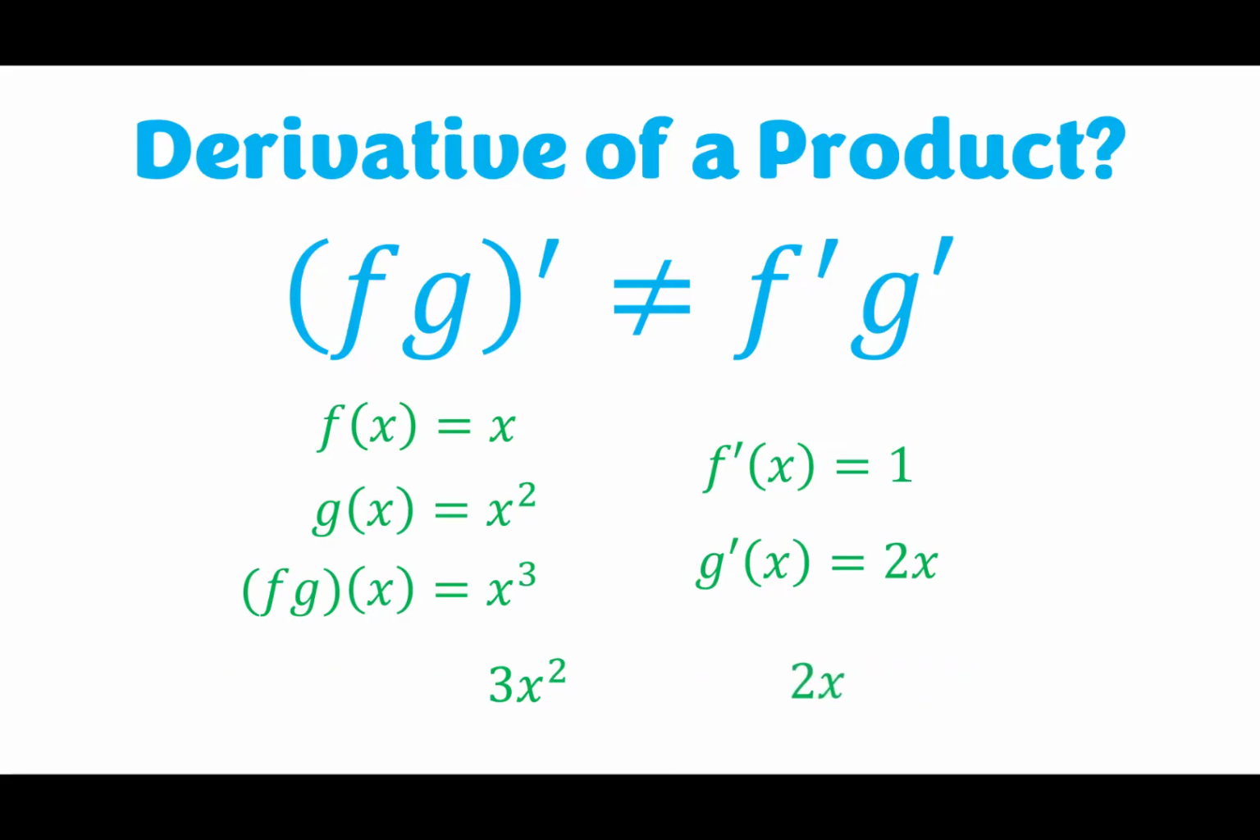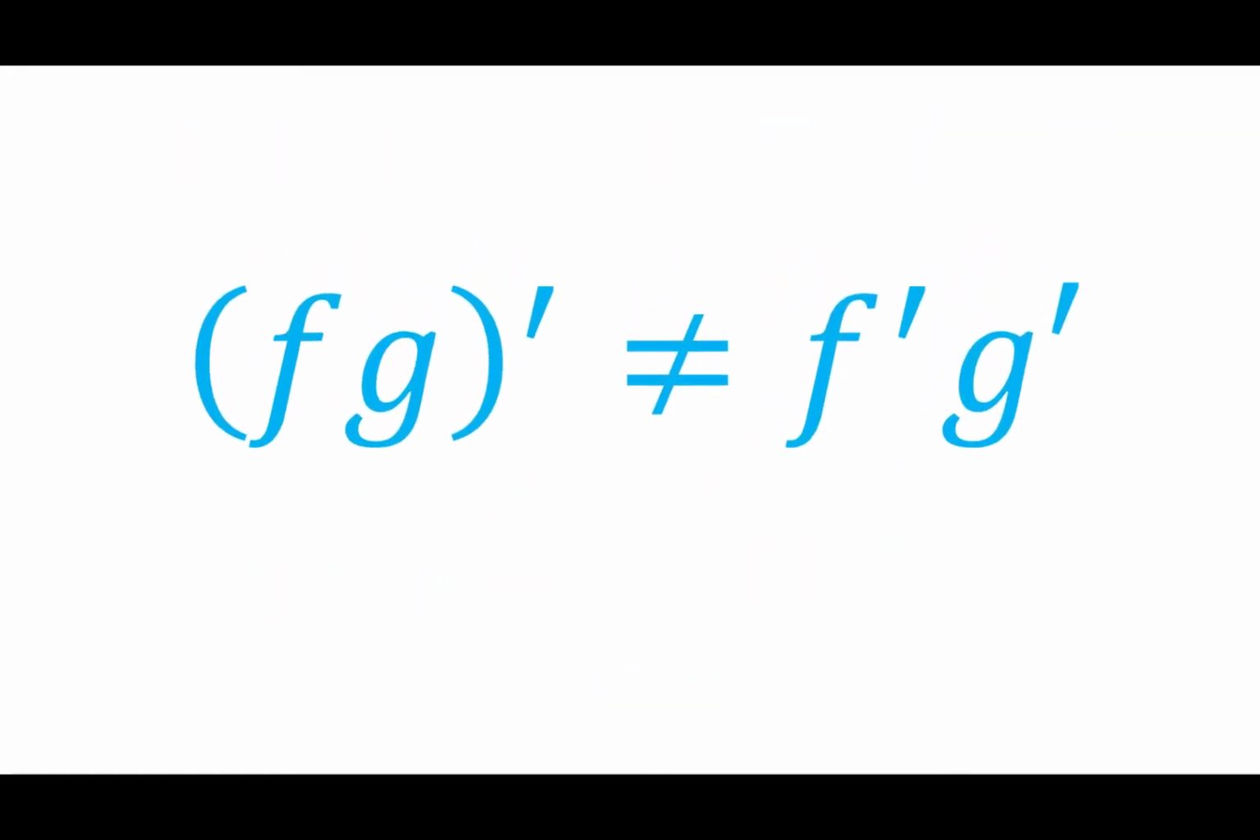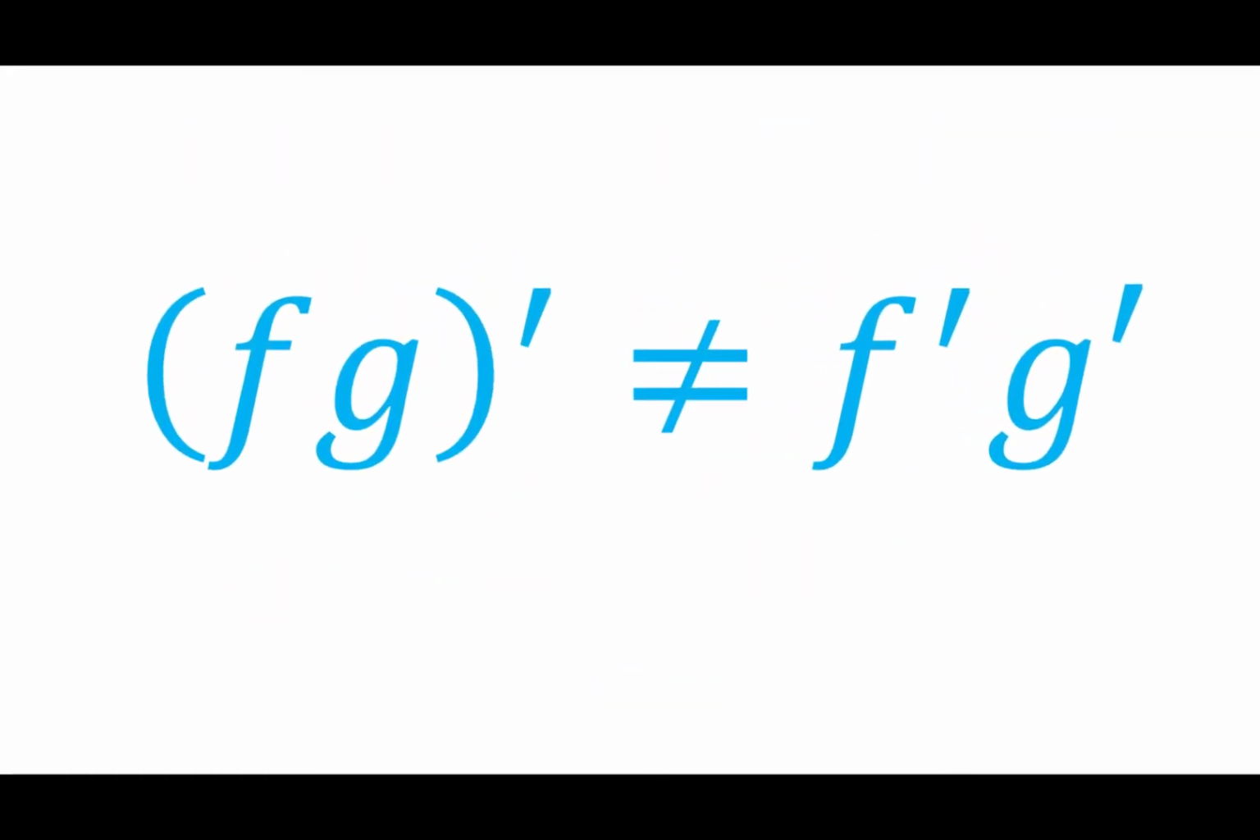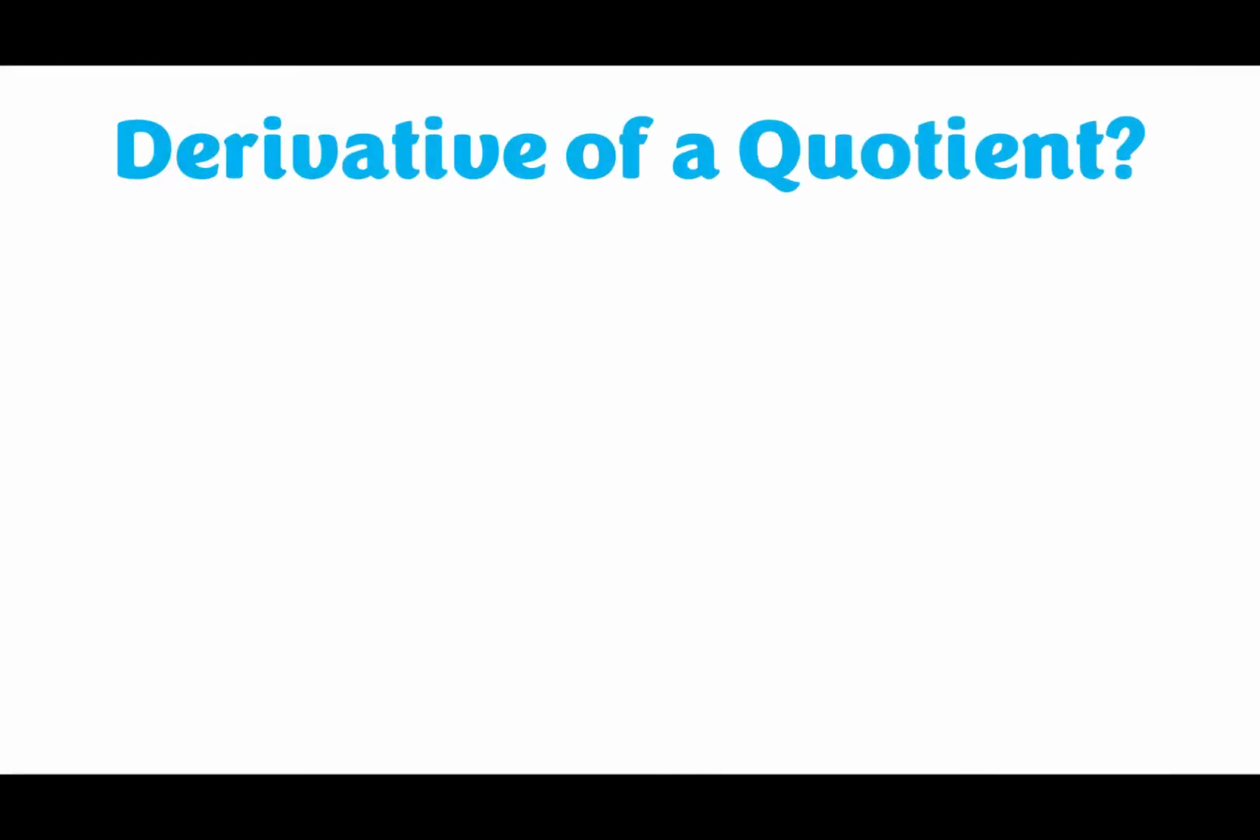3x squared is not equal to 2x, so therefore, the derivative of a product is not equal to the product of its derivatives. Alright, what about a derivative of a quotient? Again, we'll look at what not to do. Don't do this. Don't say the derivative of a quotient is equal to the quotient of its derivatives.